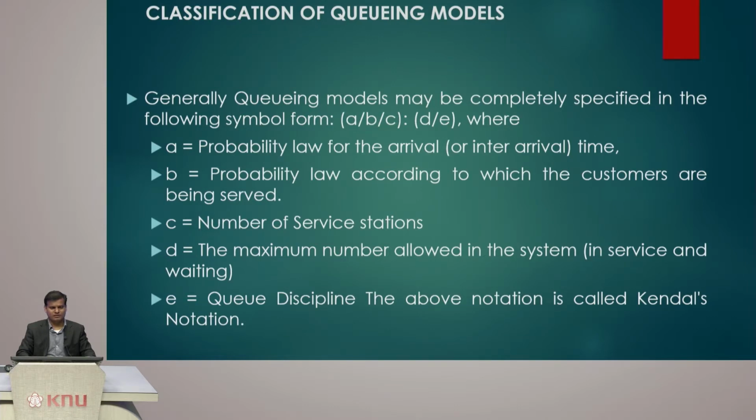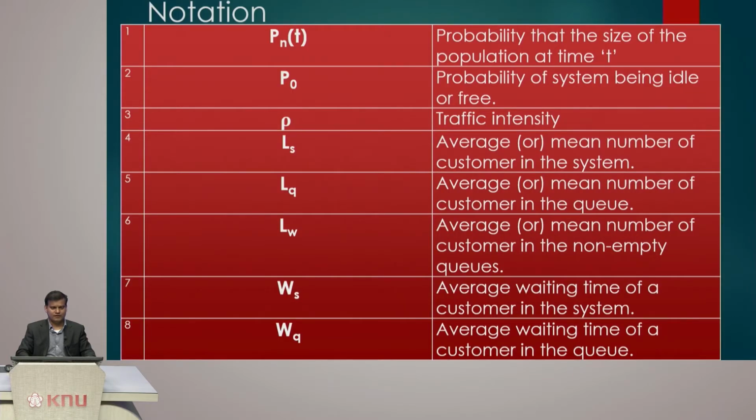So we will examine a model today. Let's see, here is the basic notation that you have here. P sub n is the probability that the size of the population at time t, and P sub 0 is the probability of the system being idle or free. Rho is the traffic intensity.